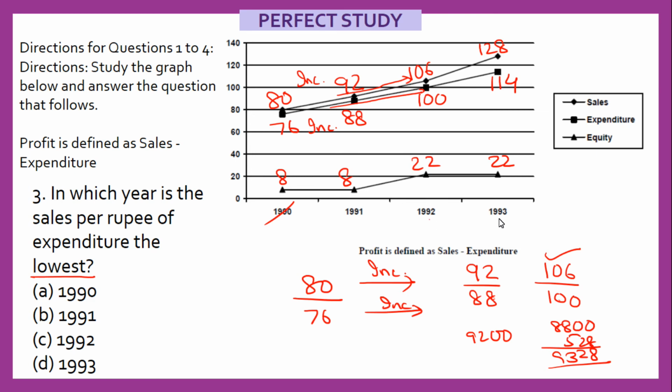But if you check 92 and 93, it is very obvious that there is a major jump in the sales graph, but the expenditure graph moves at the same angle here. That is why the sales per expenditure is definitely going to be more here. In fact, it should be the highest one here. So my lowest value will be 1991.